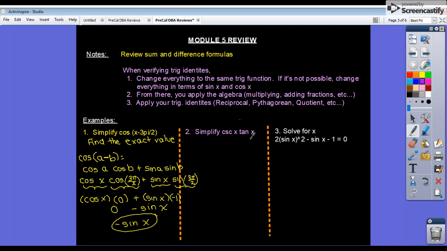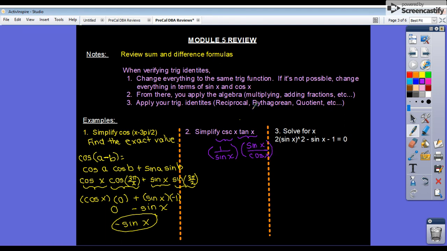Looking at the identities, they don't have anything directly in common. So if it's not possible, you change everything in terms of sine and cosine. Now that I can do, because if you look at the reciprocal function, I can change cosecant into 1 over sine of x. And I can change tangent under the quotient identity into sine over cosine.